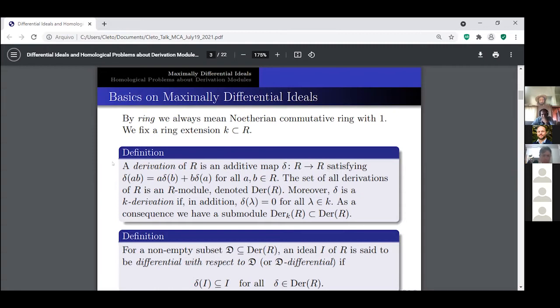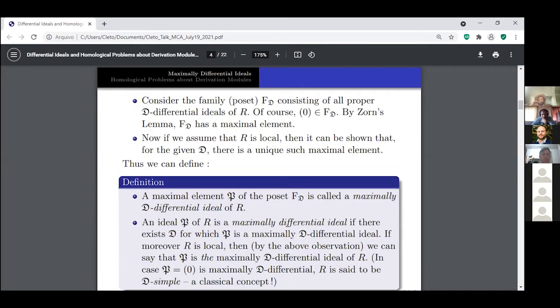So there's another basic concept. If you fix a nonempty subset D of the derivation module, then an ideal I of R is said to be D-differential if it is invariant under every derivation lying in D. I'm sorry, here is not the derivation module, it's D, okay? It's invariant under every derivation lying in this subset, okay?